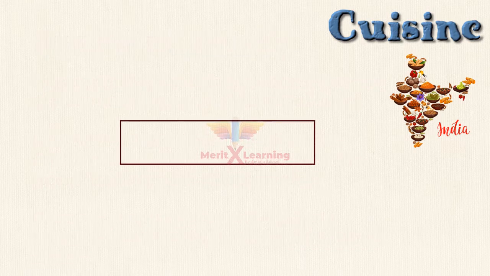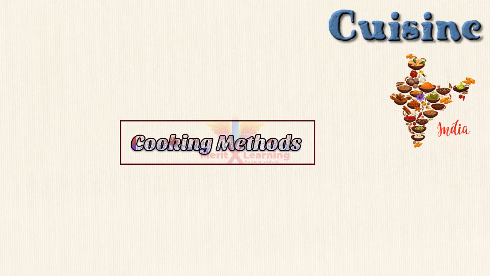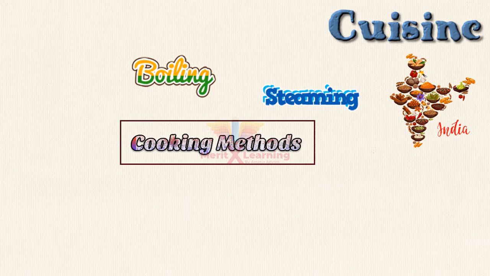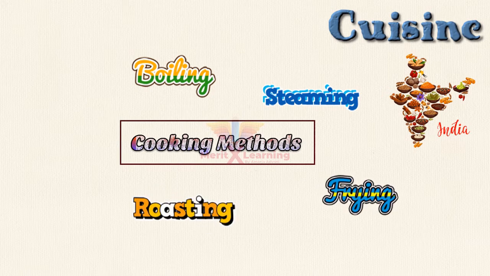Now let us have a look at a few important cooking methods. First one is boiling, then steaming, then frying, roasting and baking. So in this video I am going to teach you something about these five cooking methods.